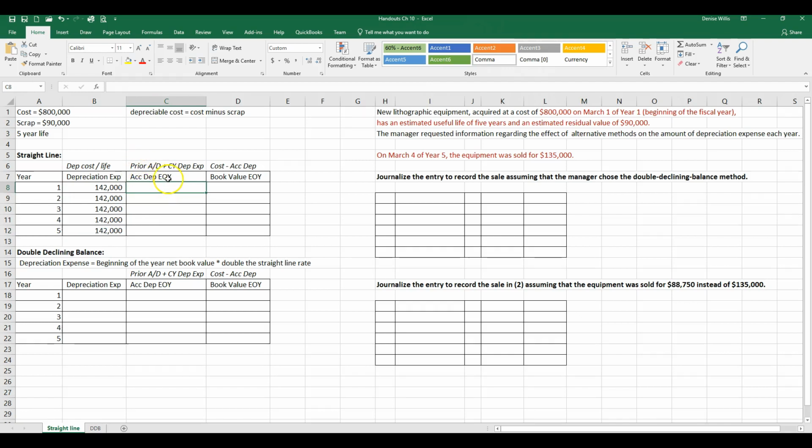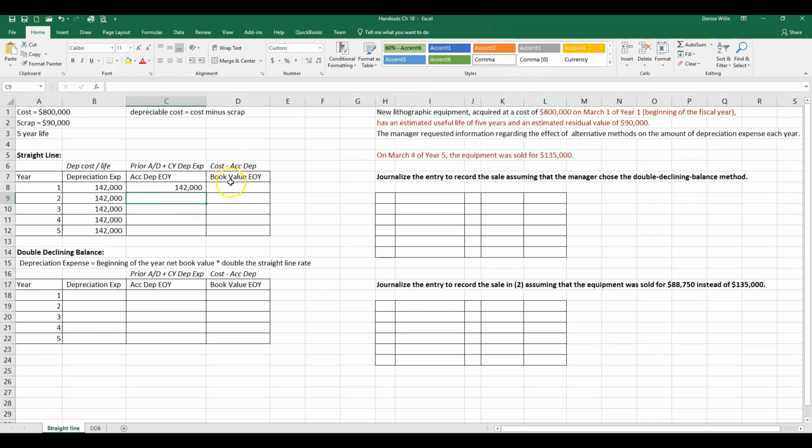Now, to get our accumulated depreciation, EOY here is for end of the year. Okay, I want my end of the year accumulated depreciation. You're always going to add the prior year accumulated depreciation plus the current year depreciation expense. Well, in year 1 there was no prior year depreciation, so it's just 0 plus the depreciation expense. Okay, so at the end of the first year, the accumulated depreciation is $142,000. It's going to be the same as depreciation expense in year 1.